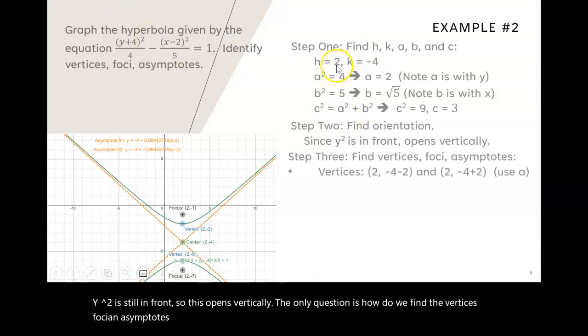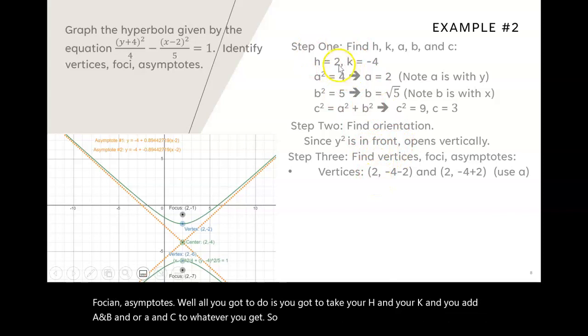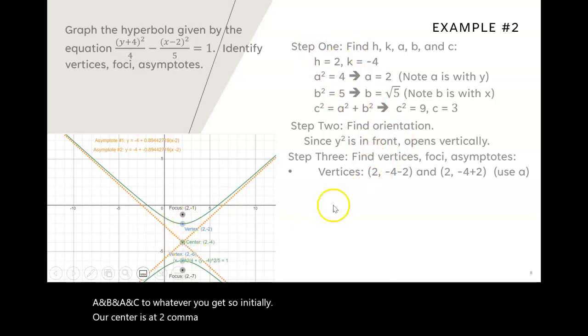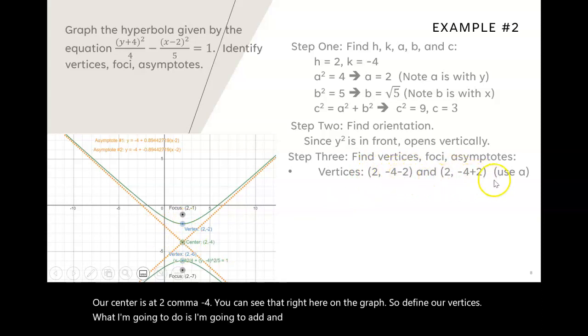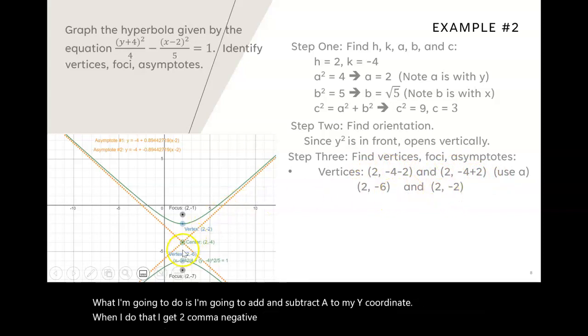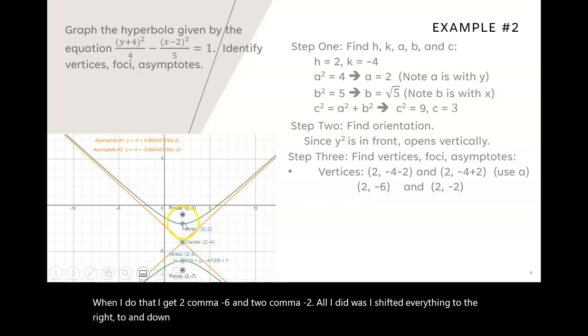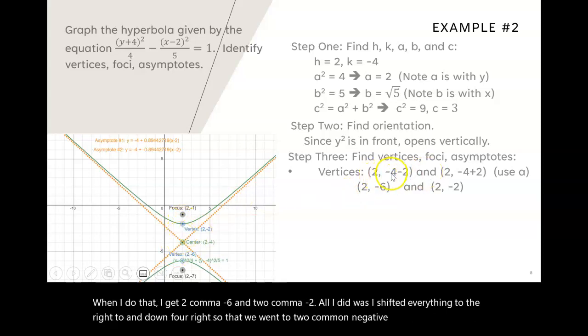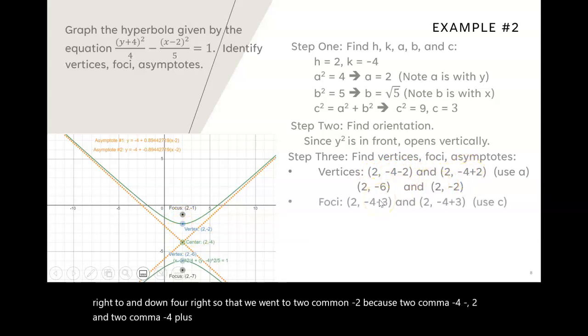Well, all you got to do is take your h and your k, and you add a and b or a and c to whatever you get. So initially, our center is at 2, comma negative 4. You can see that right here on the graph. So to find our vertices, I'm going to add and subtract a to my y coordinate. When I do that, I get 2 comma negative 6 and 2 comma negative 2. So all I did was I shifted everything to the right 2 and down 4. All right, so we went to 2 comma negative 2 because 2 comma negative 4 minus 2 and 2 comma negative 4 plus 2 will give us our new vertices.